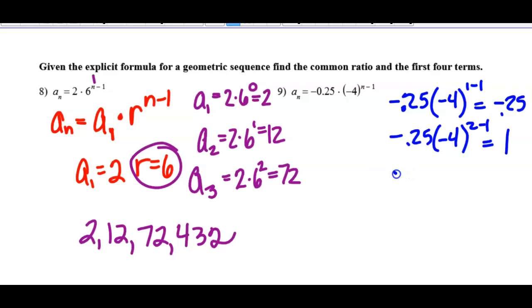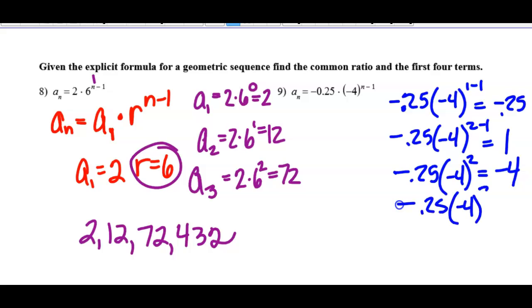Okay. And then negative 0.25 times negative 4 to the, we're on the third term, so 3 minus 1 is 2. Should be 16 times negative 1/4 would be negative 4. And if you want to keep going this way, negative 64 times negative 1/4 would be positive 16. R is simply negative 4, where the first term was negative 0.25.